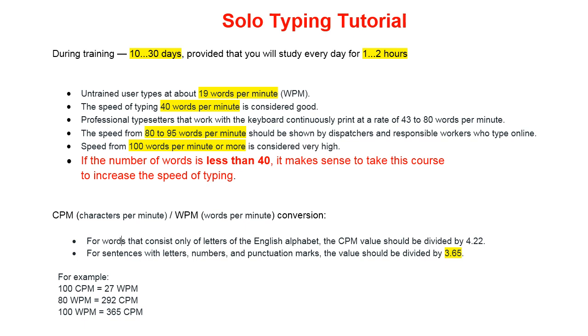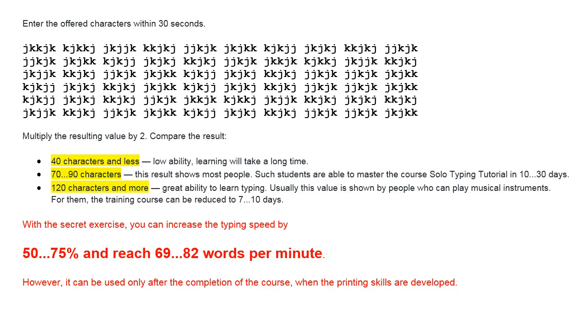For example, the speed of 100 CPM equals 27 WPM. Conversely, 80 WPM equals 292 CPM. This is the speed we will strive for. Before undergoing the course, I suggest you take an entrance test to help you assess your keyboard abilities. The test is simple and everyone can do it.